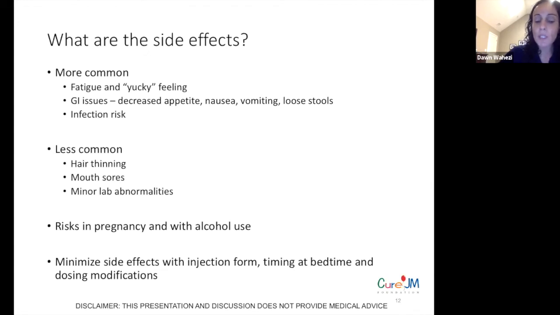But certainly it's something to keep in mind if you have someone who's a teenager or a young adult who's taking this medicine. We try to minimize those side effects with the injection form. I mentioned that sometimes we use the injection form to help have a more effective dose, but it also can help with some of that nausea and decreased appetite if you're bypassing the stomach. Sometimes giving it at bedtime can also help reduce some of the side effects. And again, maybe some dosing modifications can help with that.